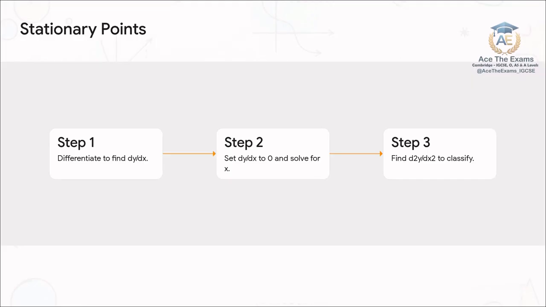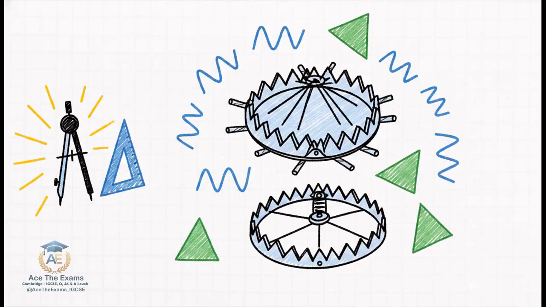Let's break this cognitive overload down into 3 simple, repeatable steps so you never drop a mark on a stationary point question again. Step 1, differentiate your equation to find dy by dx. Step 2, set dy by dx to 0 and solve for x to pinpoint the exact location. And step 3, find your second derivative, plug in that x value, and classify it. It's an unbreakable framework for exam success. But wait, before we get too comfortable, I really need to warn you about a massive trap lurking in trigonometry differentiation.